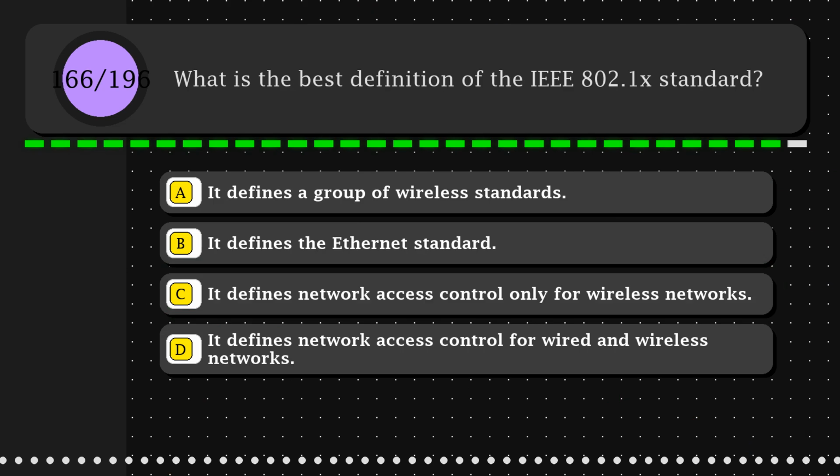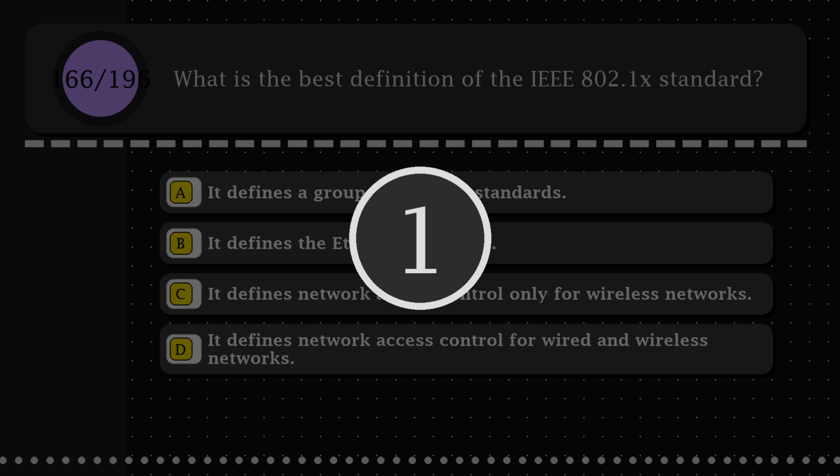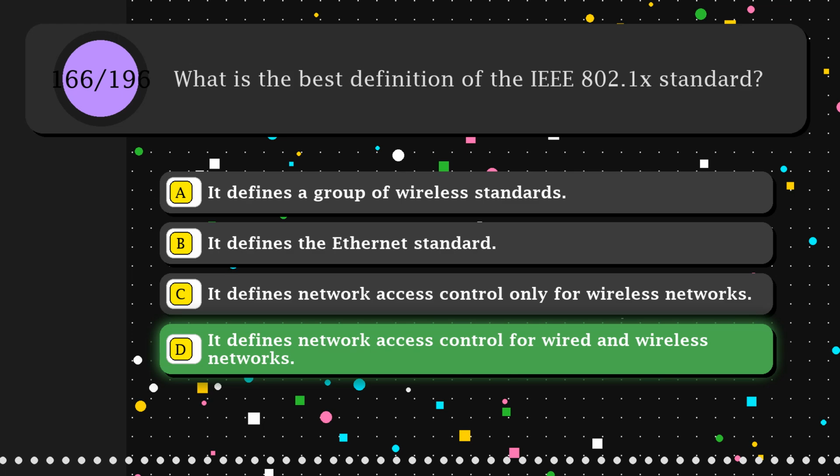Question 166. What is the best definition of the IEEE 802.1x standard? Option A. It defines a group of wireless standards. Option B. It defines the Ethernet standard. Option C. It defines network access control only for wireless networks. Option D. It defines network access control for wired and wireless networks. The correct answer is option D. It defines network access control for wired and wireless networks.